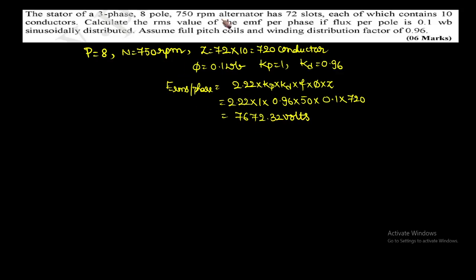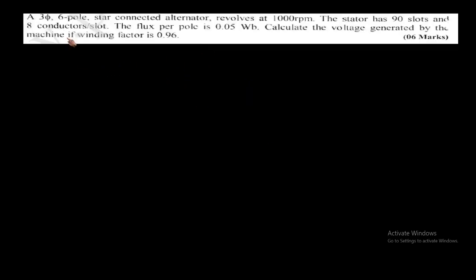Let us see the next problem. A 3-phase 6-pole star connected alternator revolves at 1000 rpm. The stator has 90 slots and 8 conductors per slot. The flux per pole is 0.05 webers. Calculate the voltage generated by the machine if the winding factor is 0.96. Let us take this question.